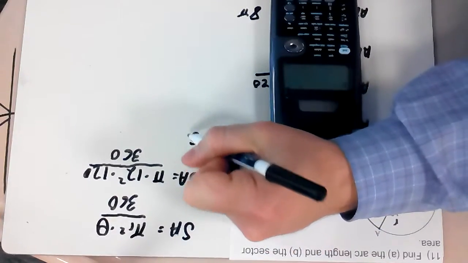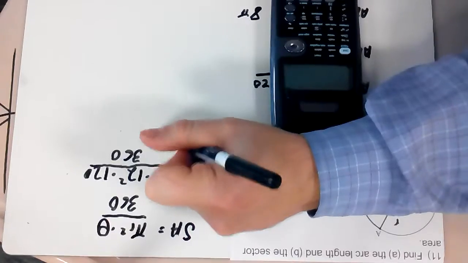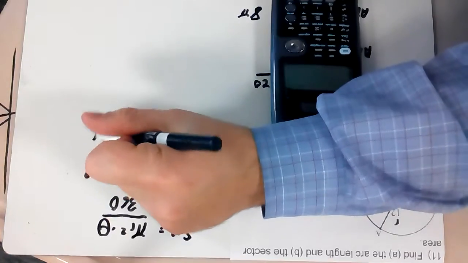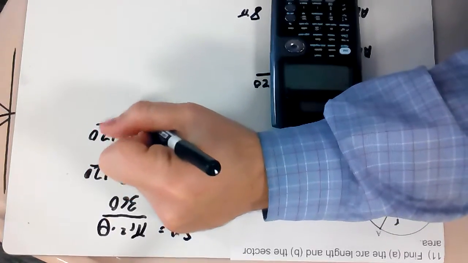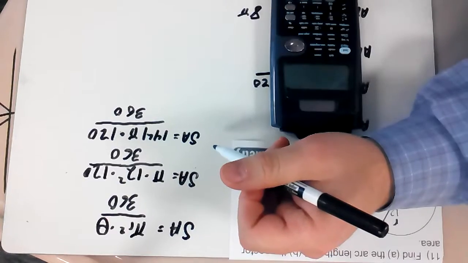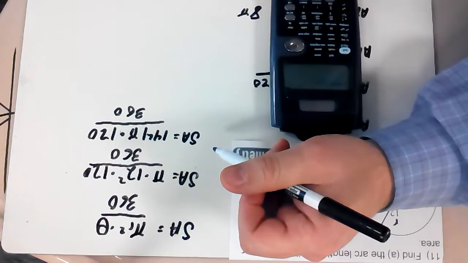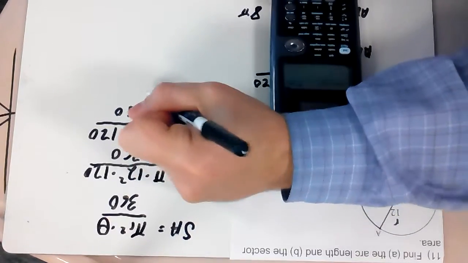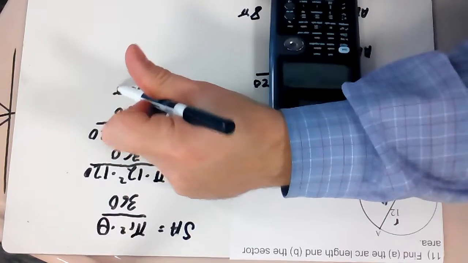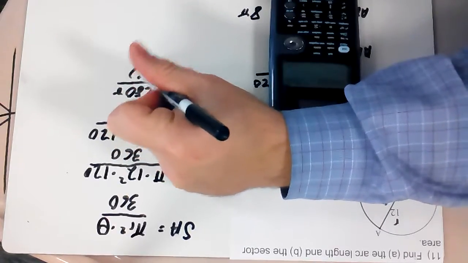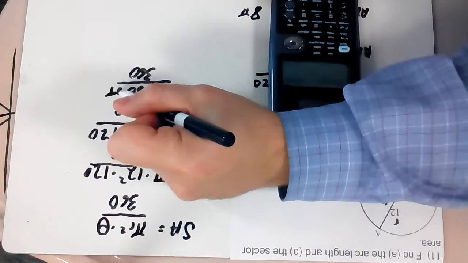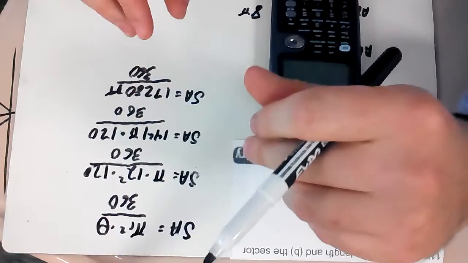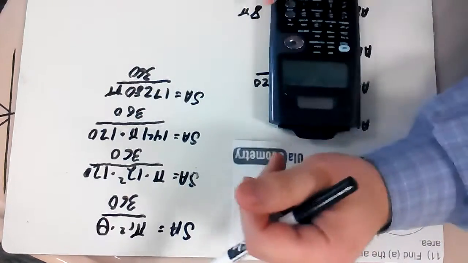So now I'm going to say that the sector area equals 144 pi, since 12 squared is 144, times 120 over 360. And I'm going to go 144 times 120, and that gives me quite a large number of 17,280 pi over 360. Notice how pi just seems to be coming along for the ride. We don't really use it in a way. It just attaches to the number and it sits there.